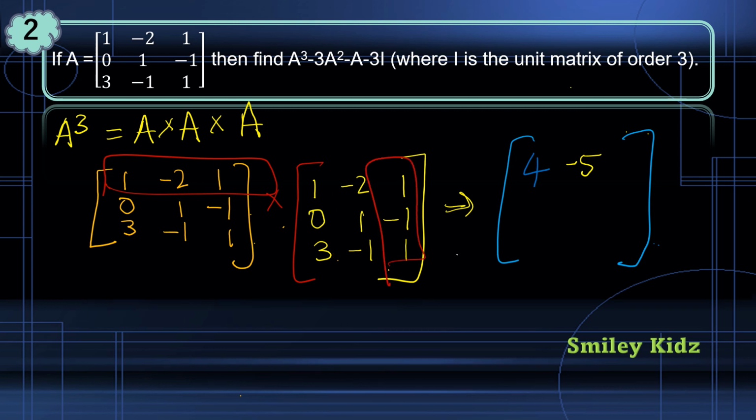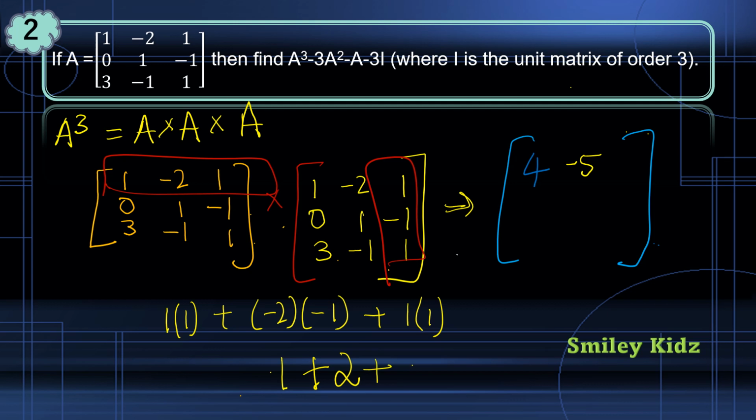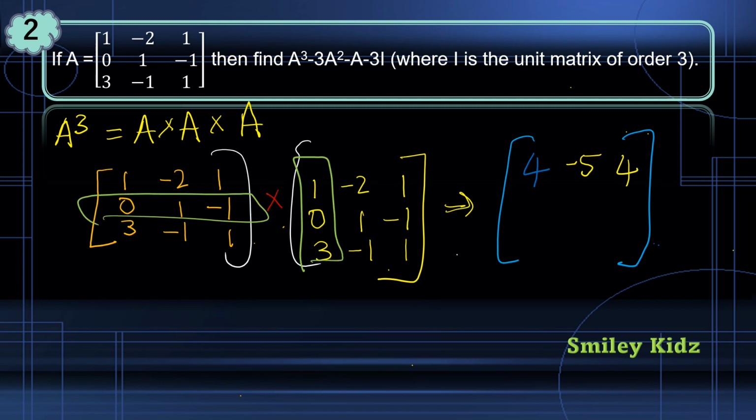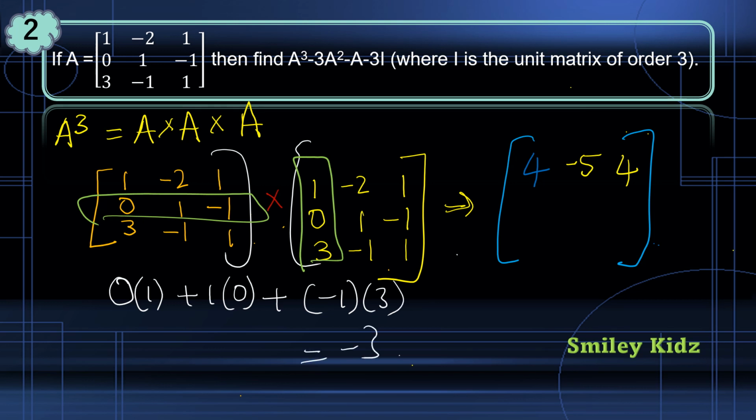Now with the third column, we will have 1 into 1 plus minus 2 into minus 1 plus 1 into 1. That is 1 plus 2 plus 1. That will be equal to 4. So here yet again you'll have 4. Now the second row with the first column, you'll have 0 into 1 plus 1 into 0 plus minus 1 into 3. That will be equal to minus 3. As simple as that, because here anything into 0 will be 0. Alright, so here let's put minus 3.